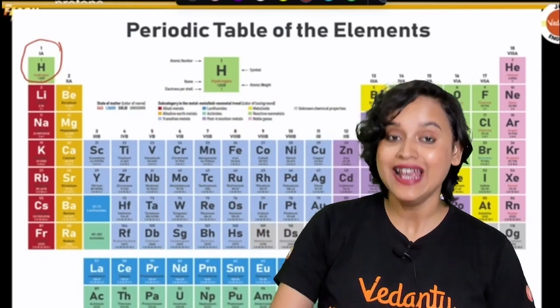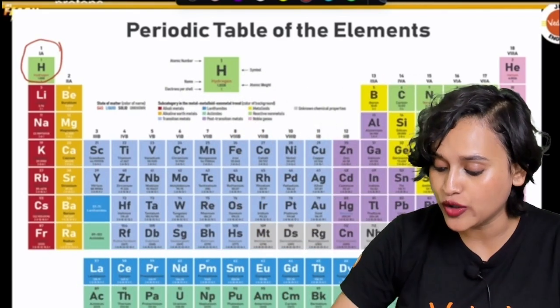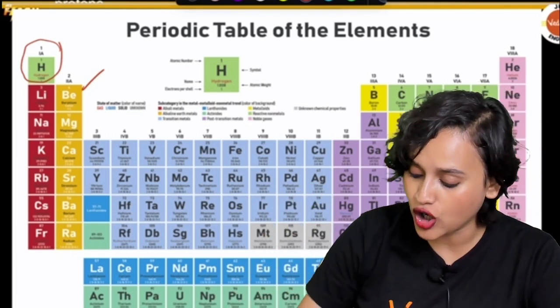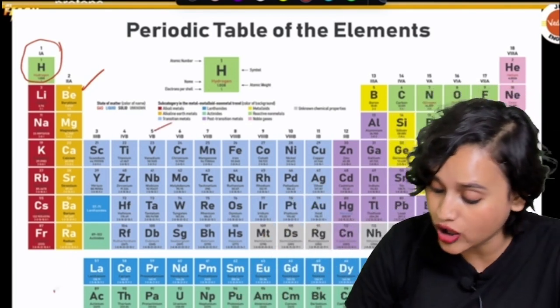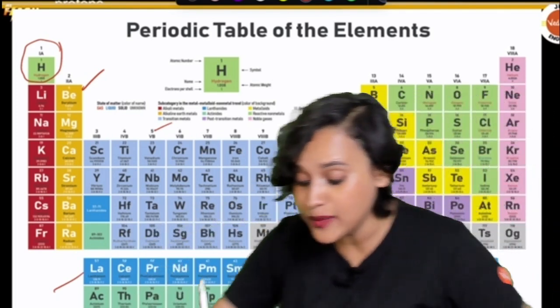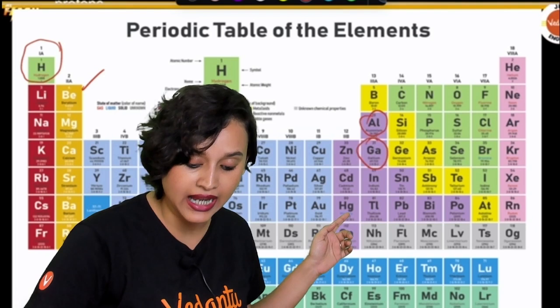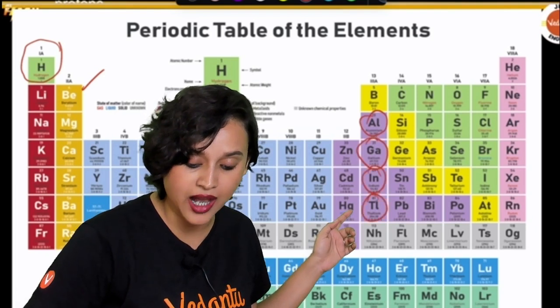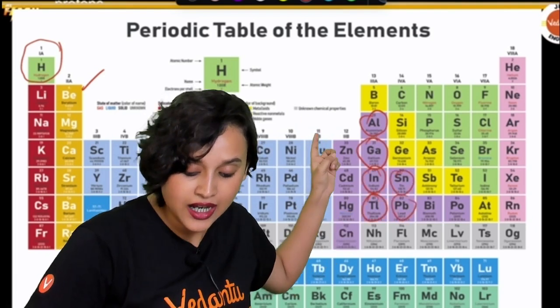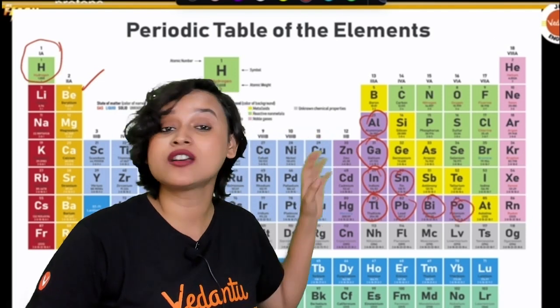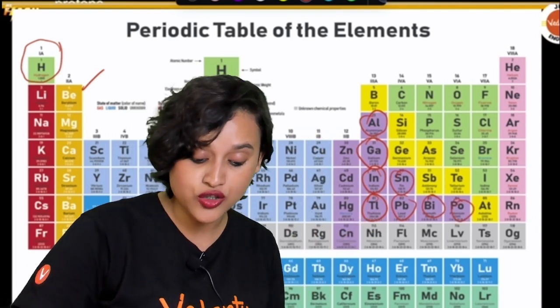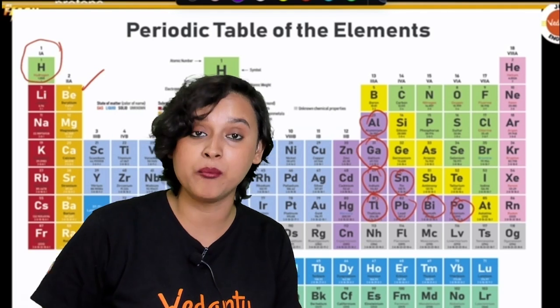One more thing is, in the S block you will find all metals. In the D block, you will find all metals. In the F block, there are all metals. In the P block, you will also have metals such as aluminium, gallium, indium, thallium, lead, tin, bismuth, polonium. These are all metals. However, you also have something called metalloids.